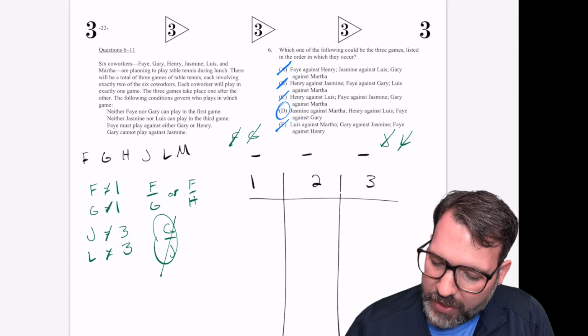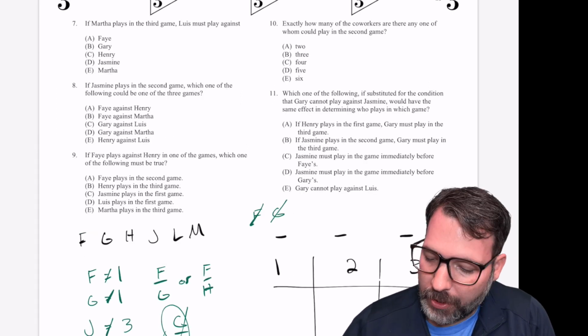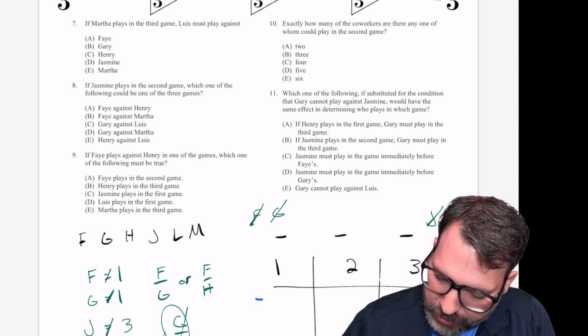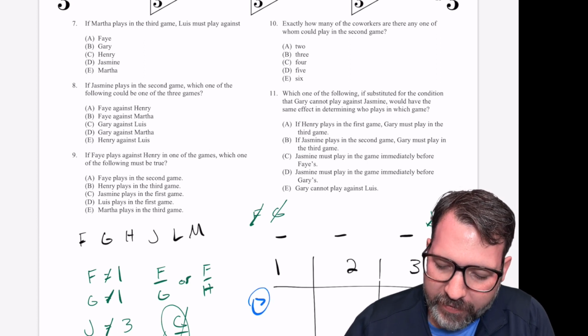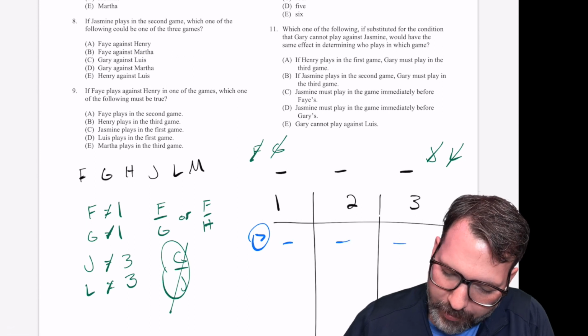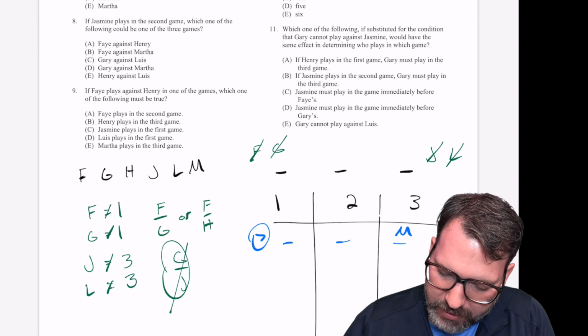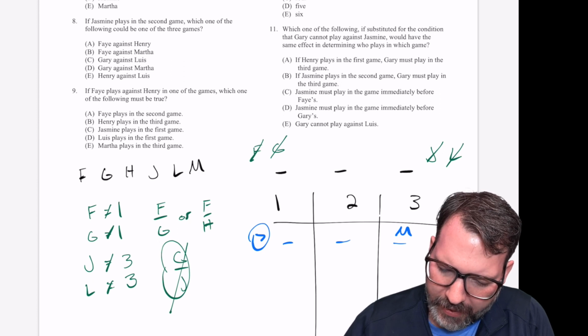All right, always love a nice pick-a-clue style question to kind of work our way into the game. And now we can go ahead and jump into those specific questions. Let's just start with the next one, number 7. If Martha plays in the third game, Luis must play against blank. So let's set up our blanks. Martha's in the third game. What else can we say? Luis must play against blank.